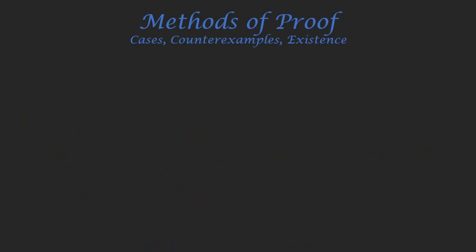So we've already talked through proof by cases and seen a couple examples. Now we'll move on to counterexamples and existence. And these are actually very similar. It's really just two words for kind of the same thing. It's just one is for disproving something and one is for proving something. But we're really proving the same kind of statement in both. So you'll see what I mean in a second.